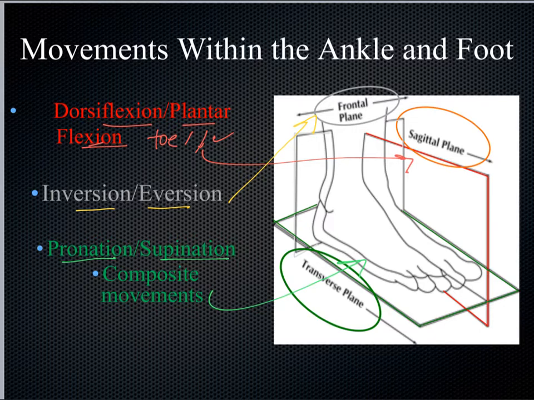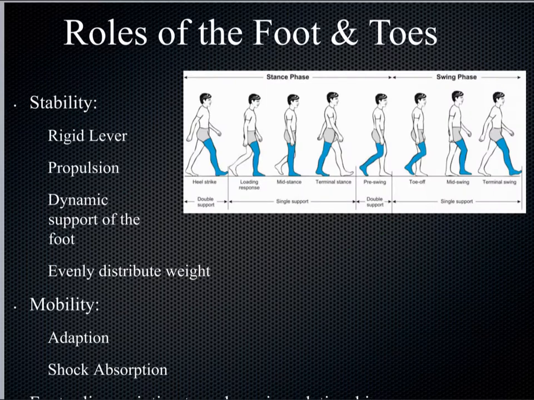So now that we have a little bit of an understanding of the motions that occur at the foot, I think it's important before we dive deep into the anatomy to talk about the role of the foot and the toes. There are really two major roles that the foot plays within the human body. The first role is stability, and then the other role is mobility. So the opposite of stability, essentially, right?